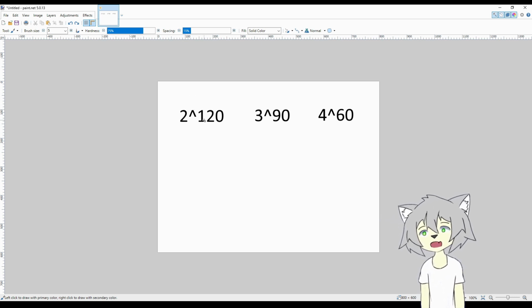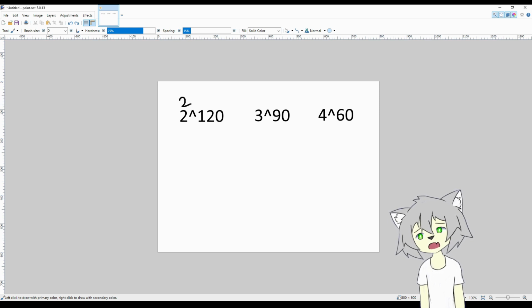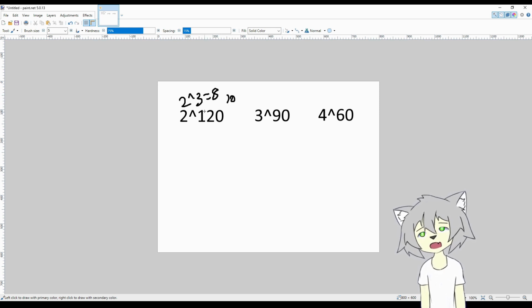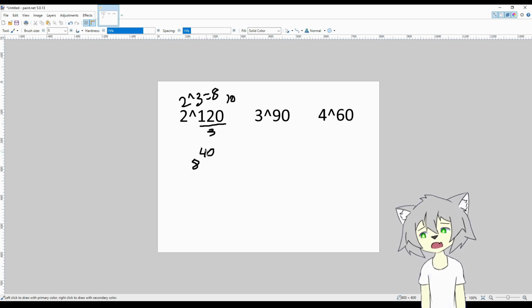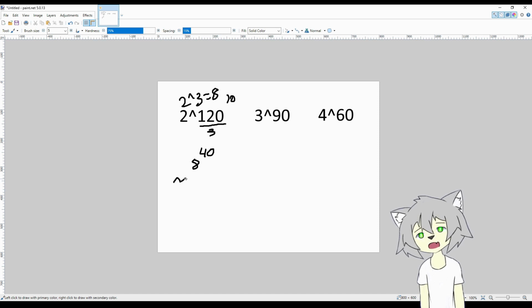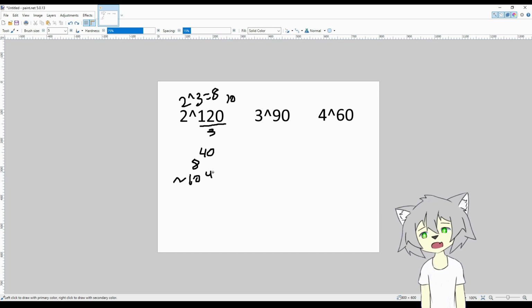Basically, you could just break this giant exponent down to how many numbers you have to multiply it by. So 2 to the power of 3 equals 8, right? And that's close to 10. And so we just divide 120 by 3 and we get 40. Basically, this is equal to 8 to the 40, and it's close enough to 10 to the power of 40 for my lazy purposes. So this has approximately 40 zeros for all I could care about.